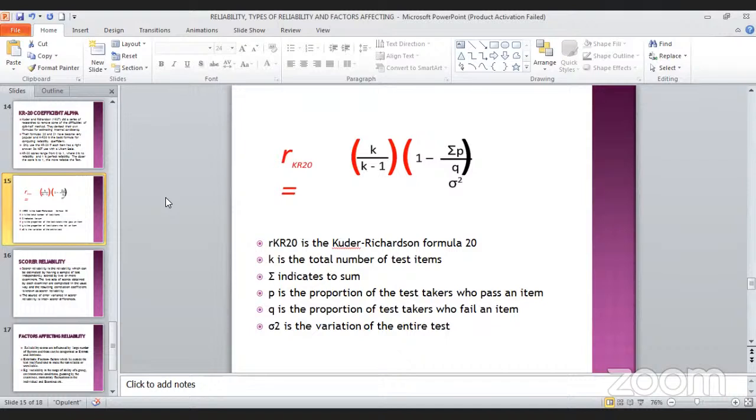So here we can see what KR means. That means it is the Kuder-Richardson formula 20. K means the total number of test items. Summation indicates to sum. P means the proportion of the test takers who pass an item. Q means the proportion of test takers who fail an item. And sigma square is the variance of the entire test. So this is the formula we usually use for Kuder-Richardson.